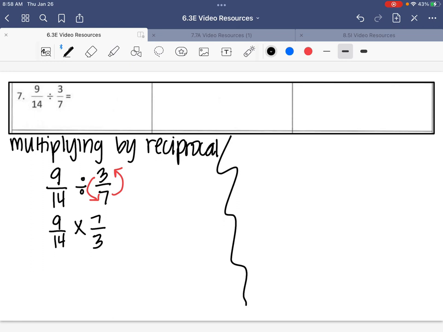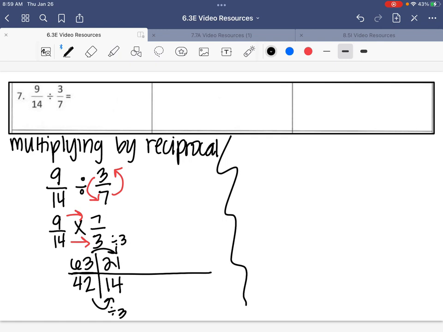So 9/14 times 7/3, and I do top to top, or numerator times numerator, and 9 times 7 is 63. And then I have 14 times 3, so denominator times denominator, and that gives me 42. Well, right off the bat, I see that both of these are divisible by 3. So I'm going to extend my table and just make some equivalent fractions. So if I divide by 3, I get 14 down here. And if I divide by 3 up top, I get 21.